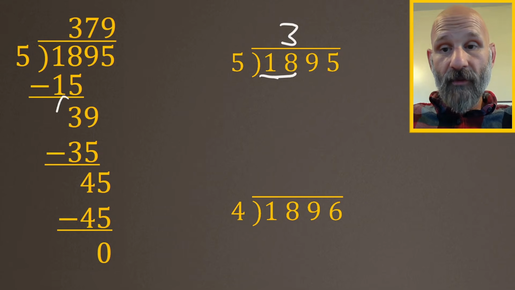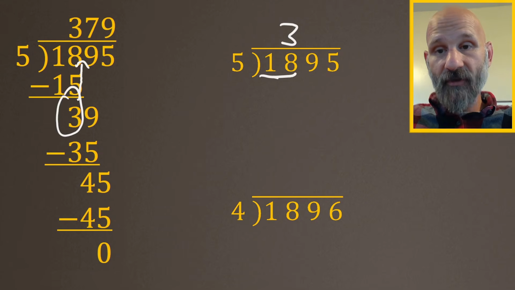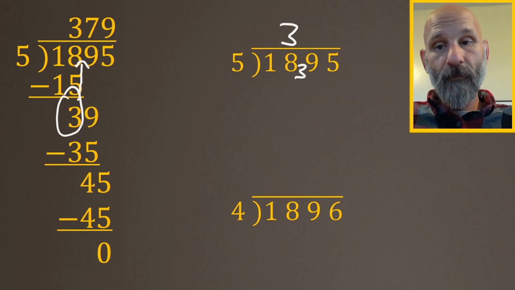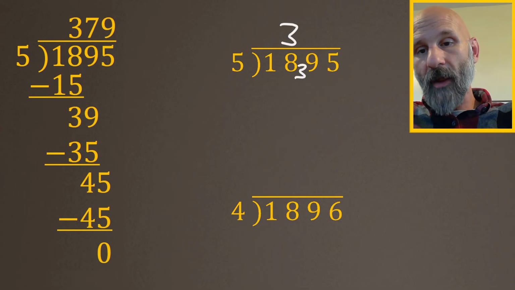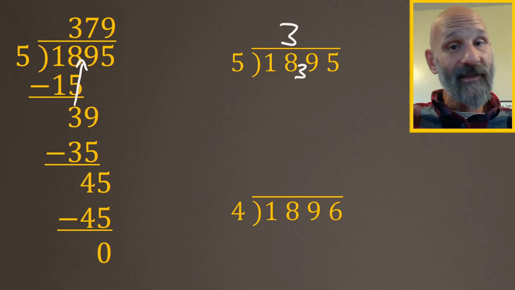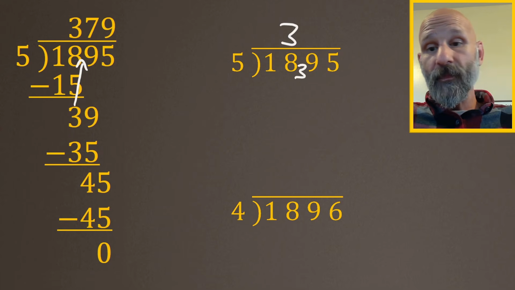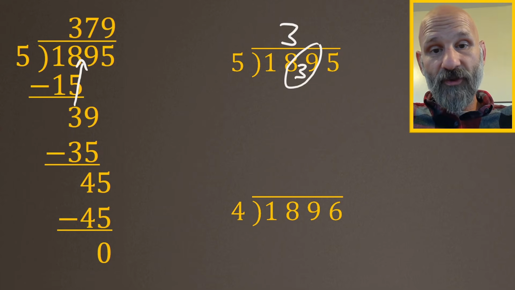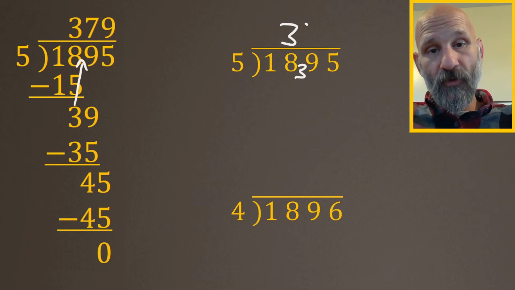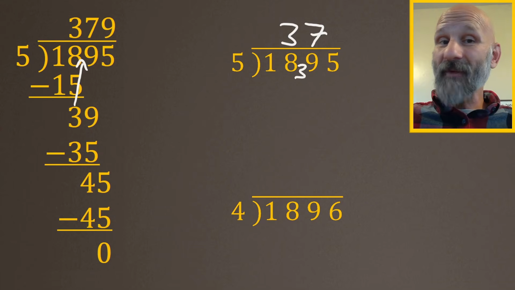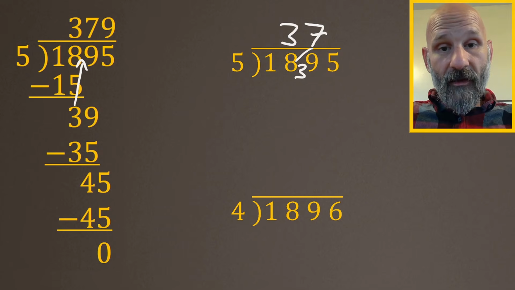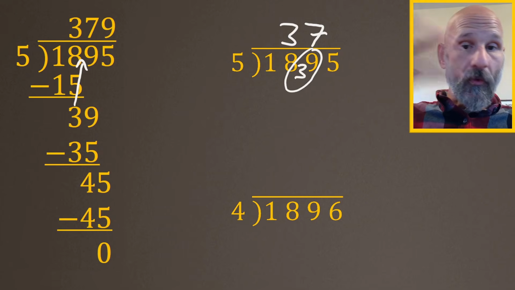So instead of writing that underneath what we did here, we're actually going to write the 3 next to the 9. So that 3 for 18 minus 15 goes right there. So remember on the old school way, we had the 3 and we wrote the 9 next to it. Well, this time we're going to write the 3 next to the 9 instead of rewriting the 9. So now we look at 5 times what gets us closest to 39 without going over. Well, that's going to be a 7 because that's going to make 35. So we write the 7 on top. 7 times 5 is 35. Subtract. 39 minus 35 leaves us with a 4.